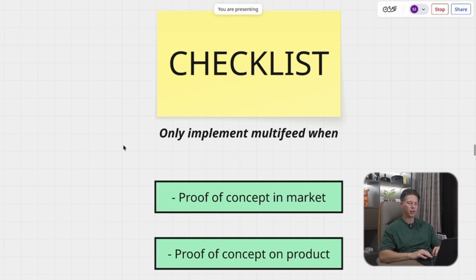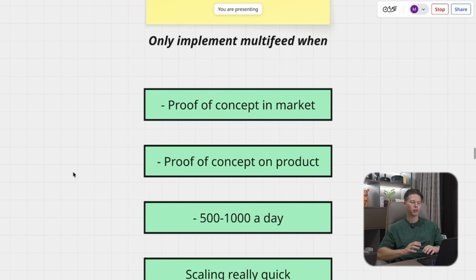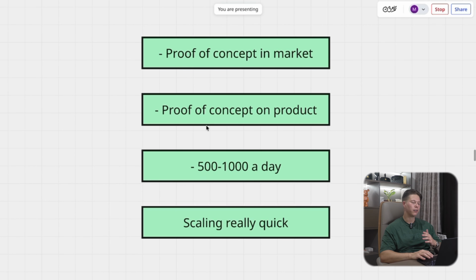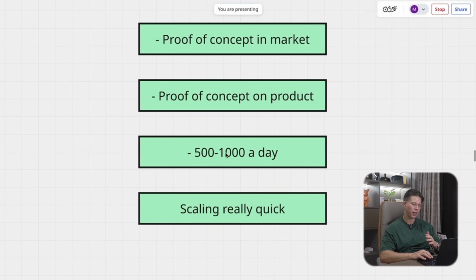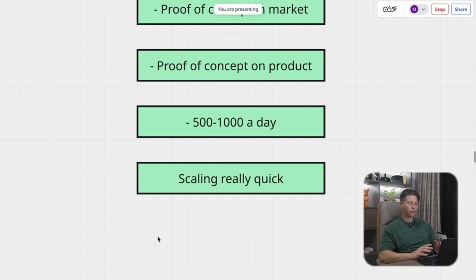Then the checklist: only implement a multifeed whenever you have a proof of concept in the market. Everything is running well, the ROAS is healthy, you're making a lot of revenue, for example 500 to 1K a day. It's a very good starting point to add different countries, because whenever something is not working in one market and you add more markets, you will get the same bad ROAS, the same bad results, and it will be a big loss in the end. Like I said, you need to have the proof of concept on products as well. The bare minimum to set up a multifeed is a revenue between 500 and 1,000 euros a day. It's very important to have this. Whenever you have implemented the multifeed and you already have, for example, 1K a day in the UK, you will scale really quickly in the USA as well.